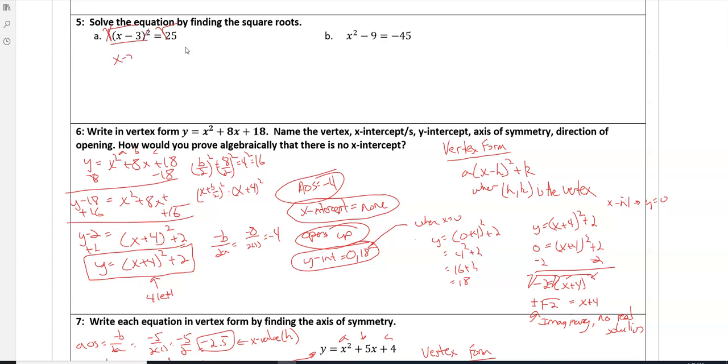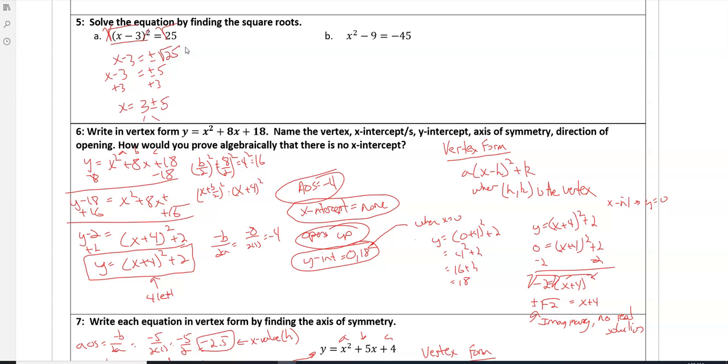And I get x - 3 = plus or minus the square root of 25. So that's going to be plus or minus 5. So the square root of 25 is 5. And then I'm going to do plus 3 to both sides, and I get x = 3 plus or minus 5.